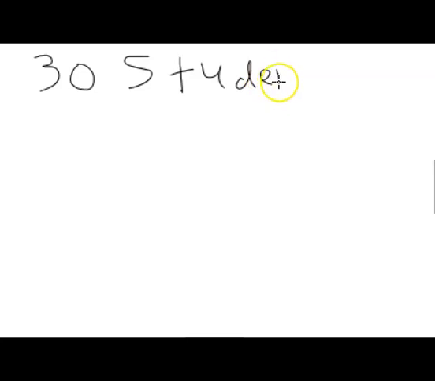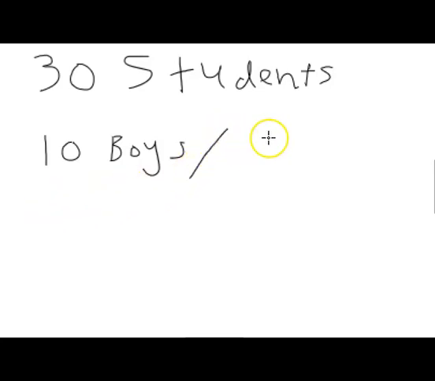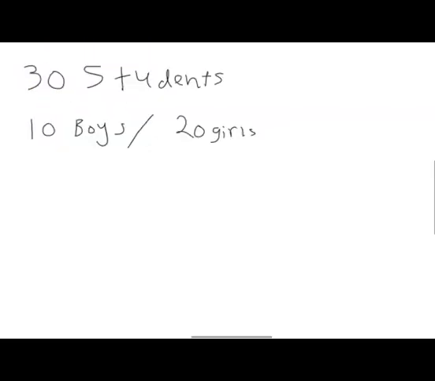So we got 30 students, and in this classroom we have 10 boys and we have 20 girls. So as you can see here with some basic arithmetic, 10 plus 20 adds up to this total amount of 30 students. So as we've discussed, a ratio describes the relationship between two numbers. The two numbers here are the 10 boys versus the 20 girls.